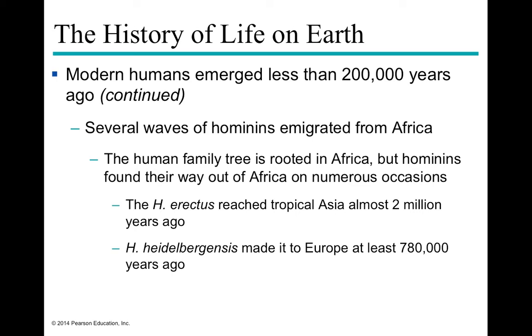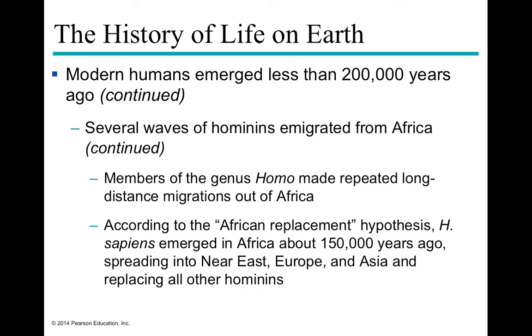Again, we know the human family tree is rooted in Africa and that hominids found their way out of Africa multiple different times, including when Homo erectus left and reached Asia 2 million years ago, and when Heidelbergensis made it to Europe approximately 780,000 years ago. We also know that Homo made multiple distance migrations out of Africa.